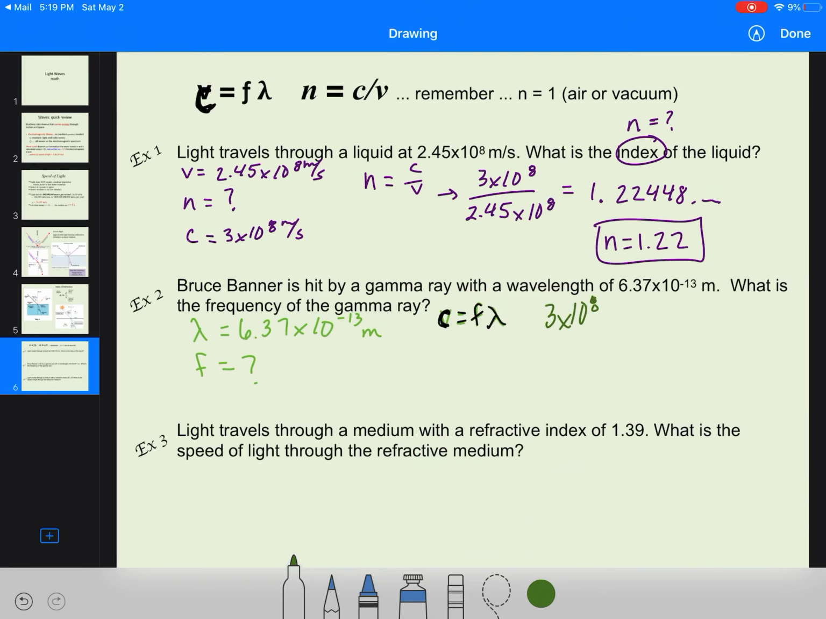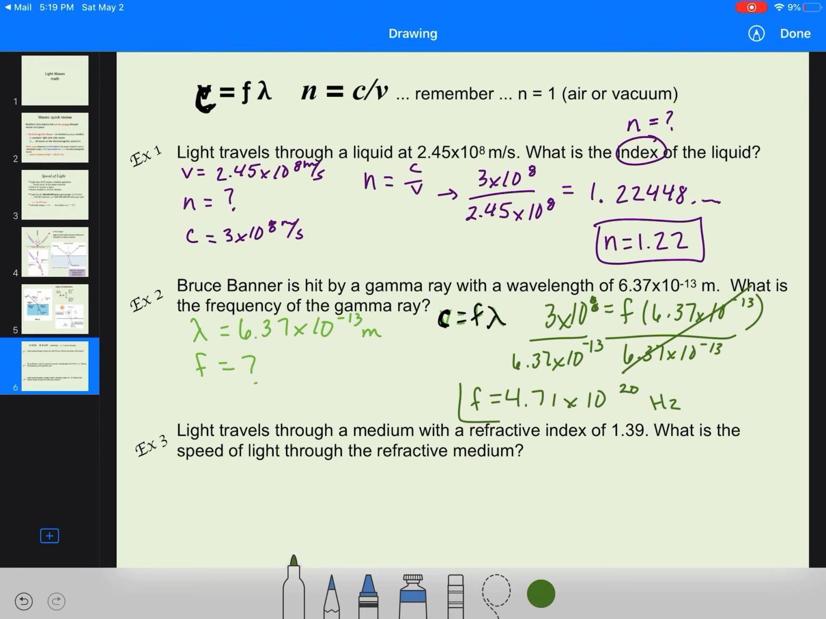All right, so then now we're going to plug in our numbers. 3 times 10 to the 8th equals F is our unknown times 6.37 times 10 to the negative 13, and then we're just going to divide by that. Okay, so that'll cancel. So 3 times 10 to the 8th divided by 6.37 times 10 to the negative 13 gives me 4 points, and I'm going to go ahead and round this for sig figs, 71 times 10 to the 20th. And what do we measure frequency in? We measure that in hertz.